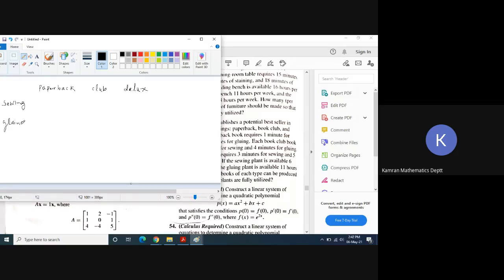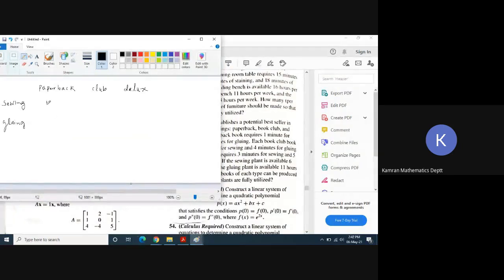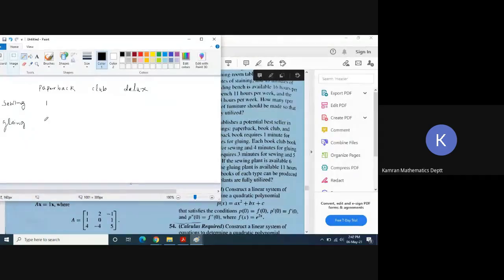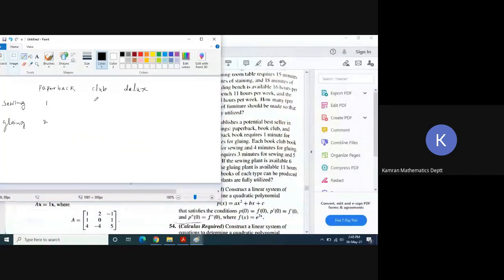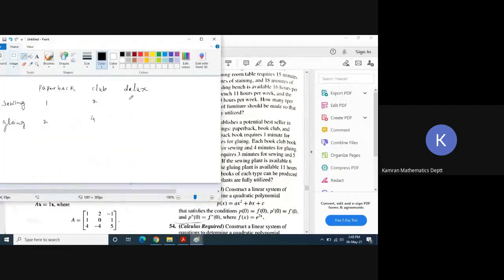So one book of paperback requires 1 minute for sieving and 2 minutes for gluing. Similarly, the book club requires 2 minutes for sieving and 4 minutes for gluing. Similarly, the deluxe book requires 3 minutes for sieving and 5 minutes for gluing.